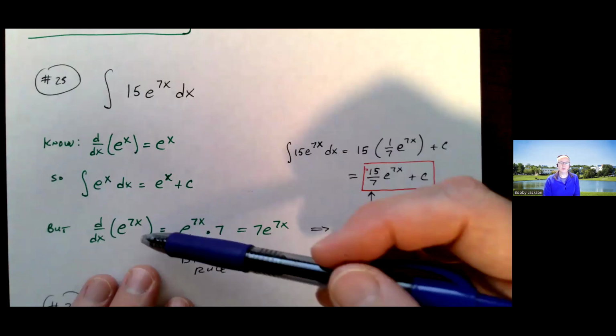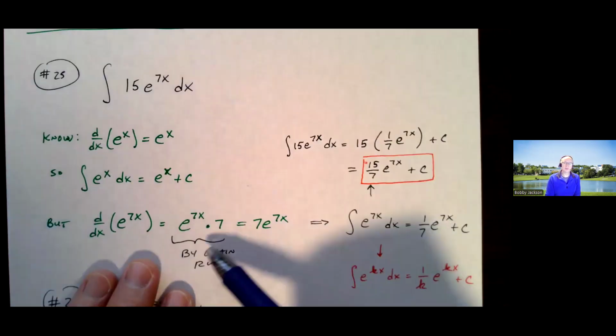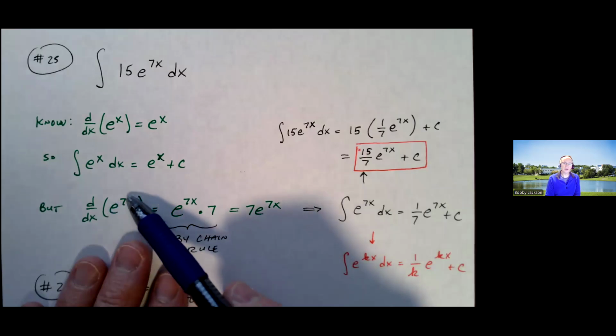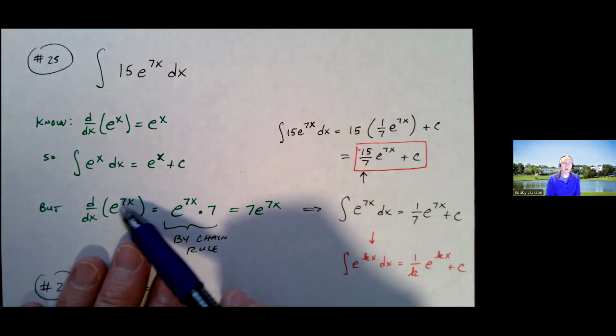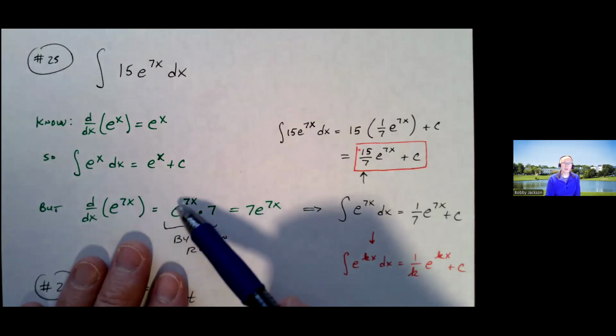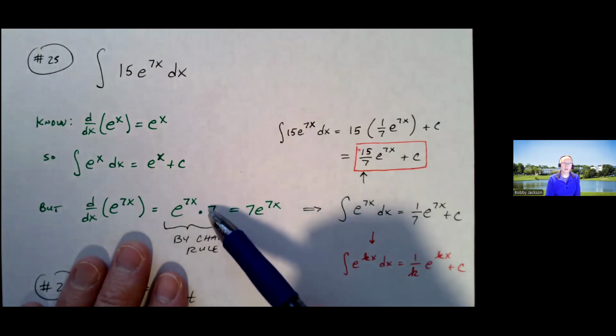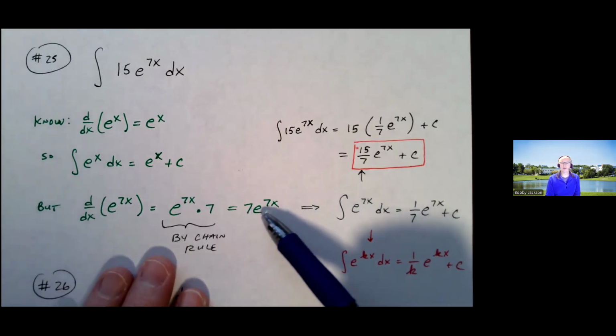But the derivative of e to the 7x is, by the chain rule, right? Because you have a composition of functions. The outer function is e to the u. The inner function u is 7x. So the derivative is, by the chain rule, the derivative of the outer function, e to the u, e to the 7x, times the derivative of u with respect to x. What's the derivative of 7x with respect to x? It is 7. So 7 times e to the 7x is what we get.